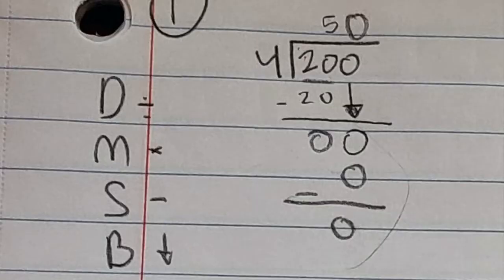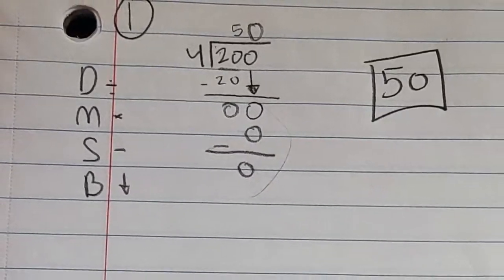We are not done. We brought something down, so we have to start all over again. Even though it's just zeros down there, we still have to start all over again because we brought something down. How many times can 4 go into 0? 0. And then 0 times 4? 0. And then 0 minus 0? 0. So our answer ends up being 50.